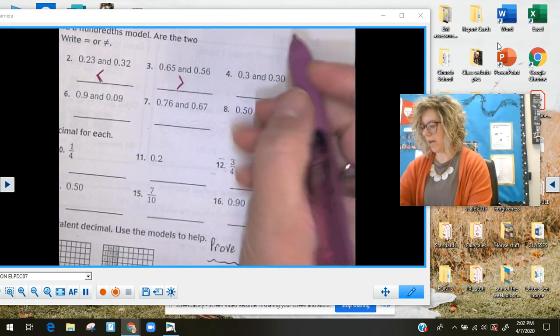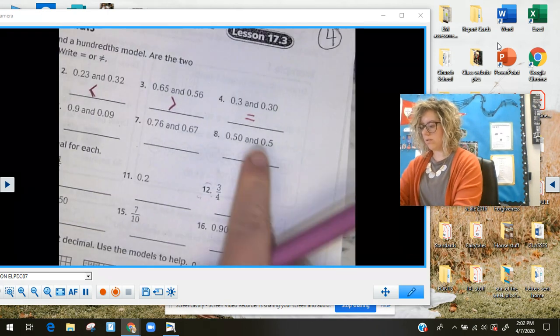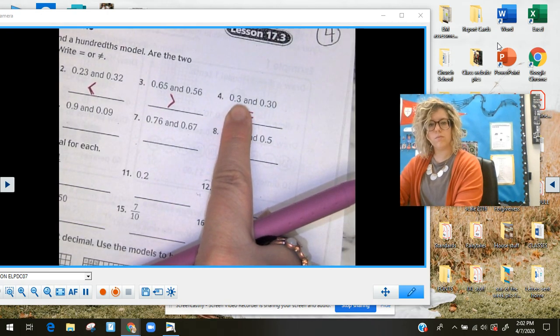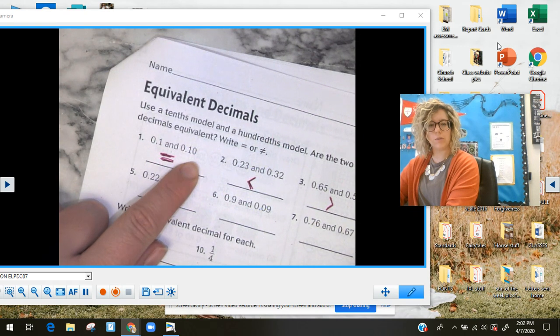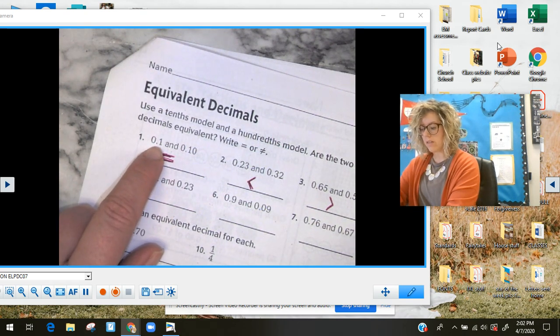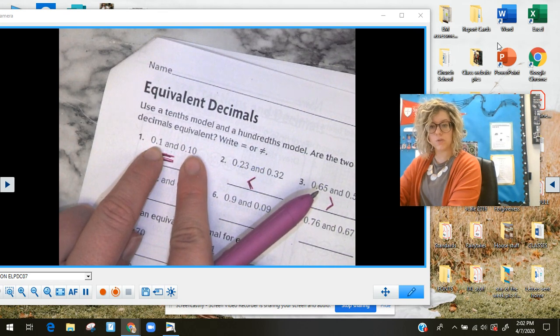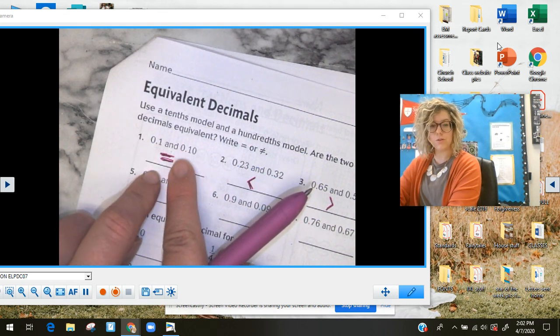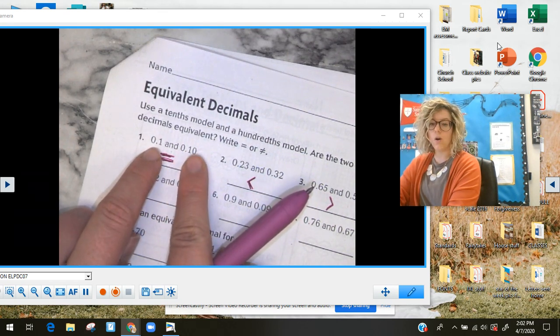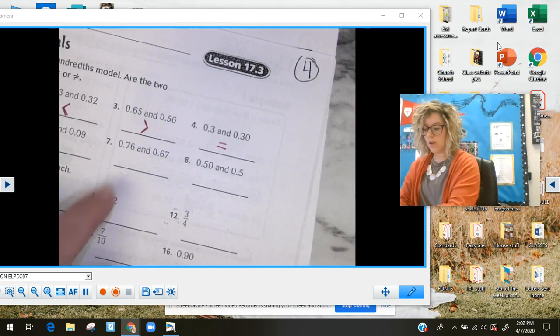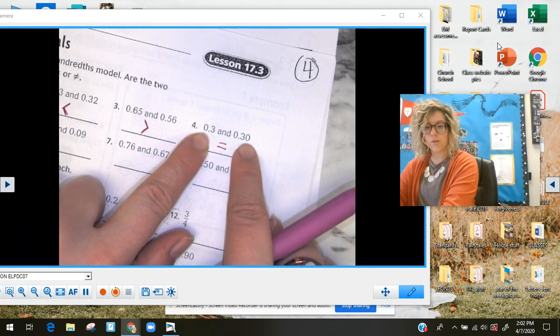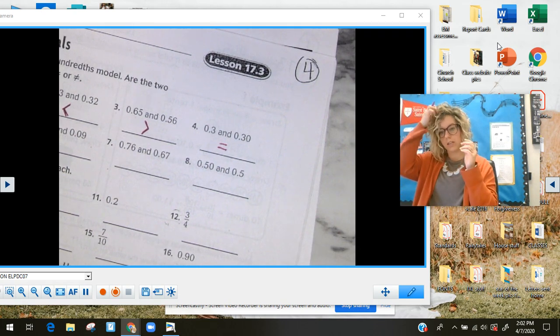Are you noticing a pattern? This one and this one looked very similar, and they ended up being equal. Whenever you have a tenth and then right next to it you do the hundredth, they're usually going to be equal. So like 1/10 or 10 hundredths, 3 tenths or 30 hundredths. Okay, they end up being equal.